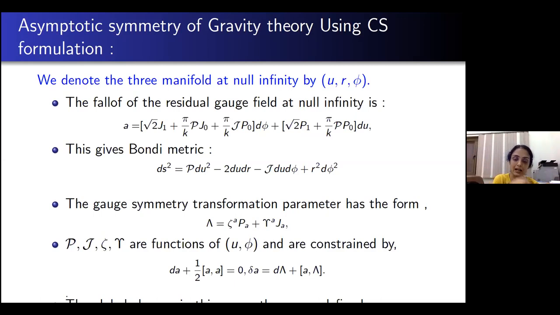Okay. When I go to the supersymmetric section, you will see it even more explicitly.